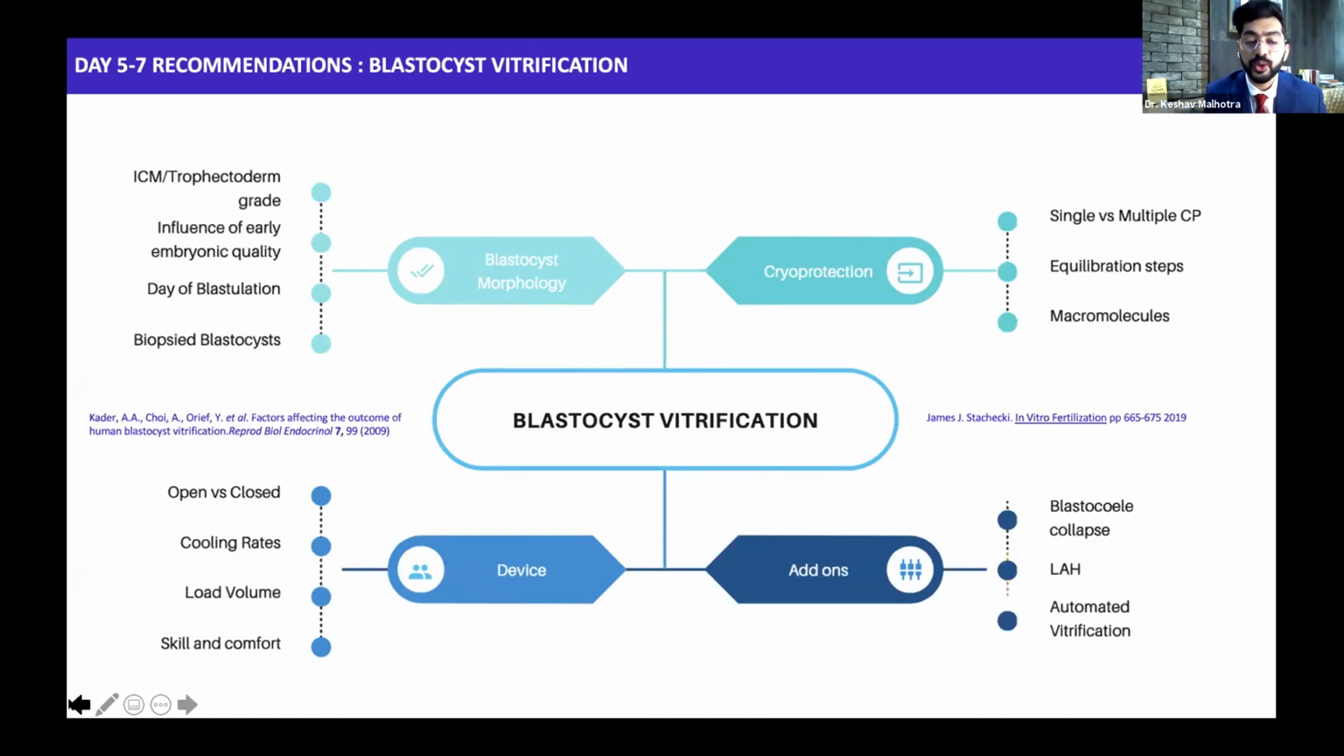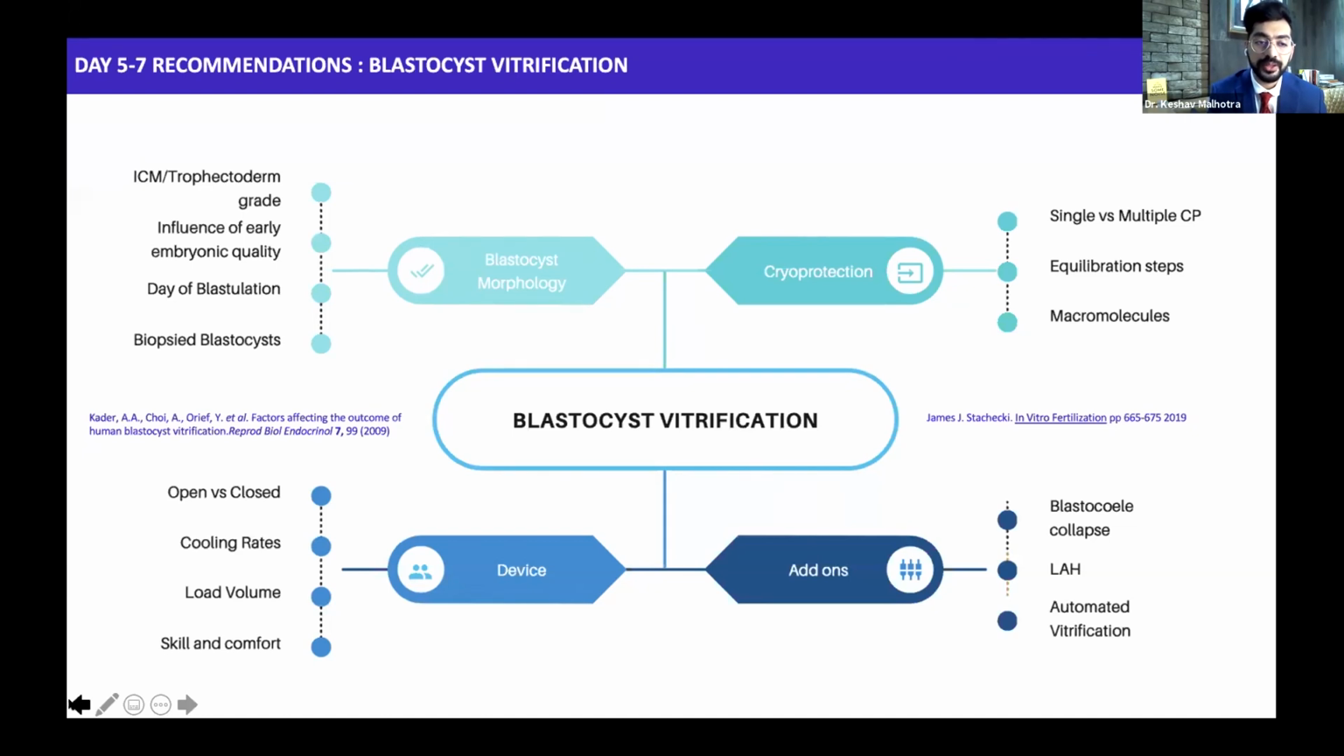And based on the literature that's present, obviously the grading of the trophectoderm and the grading of the inner cell mass determines the survival of the blastocyst. It's also determined by the influence of early embryonic quality. So if the embryo is not dividing as per the required parameters which are set in the Istanbul consensus, we might not get the same kind of survival rates as we would get from a top quality embryo. The day of blastulation also governs this aspect, and also biopsies.